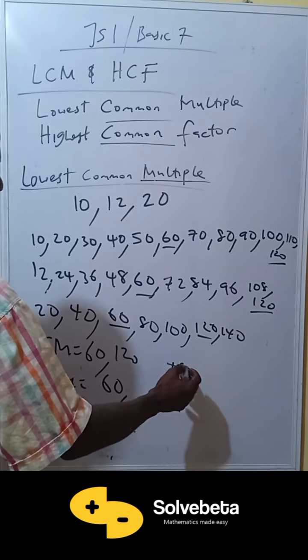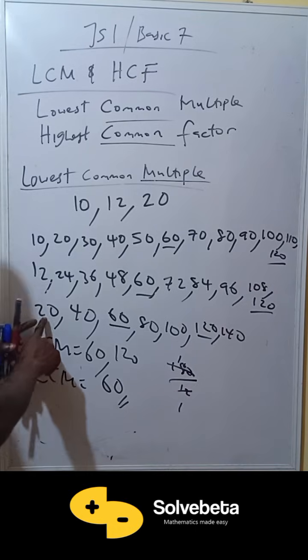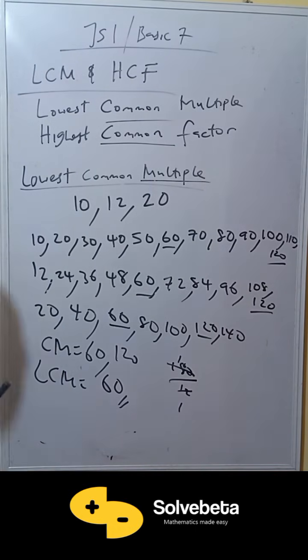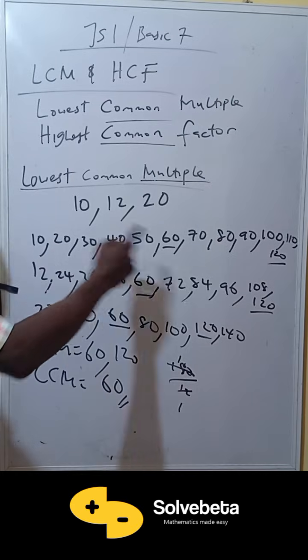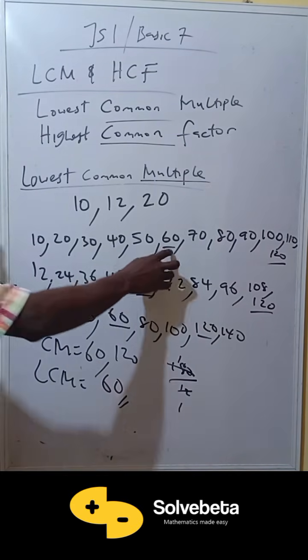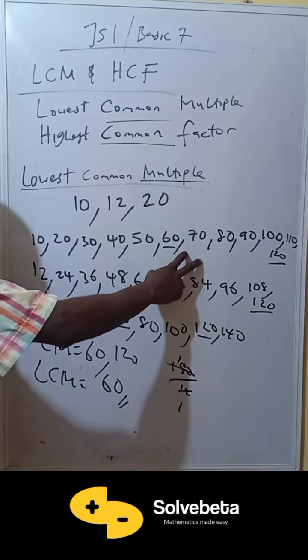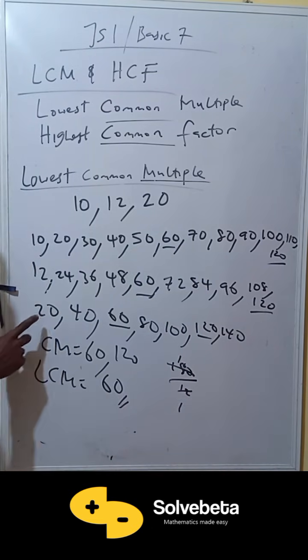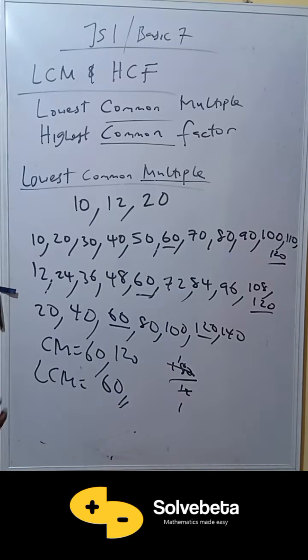Yeah, 15. Can 180 be divided by 20? Yes. So let me multiply 60 by 4 now: 240. Or let me put it like this: if 60 is a multiple of 10, then 60 times 2, 120, is a multiple of 10, 12, and 20, because 60 is a common multiple of the three of them.